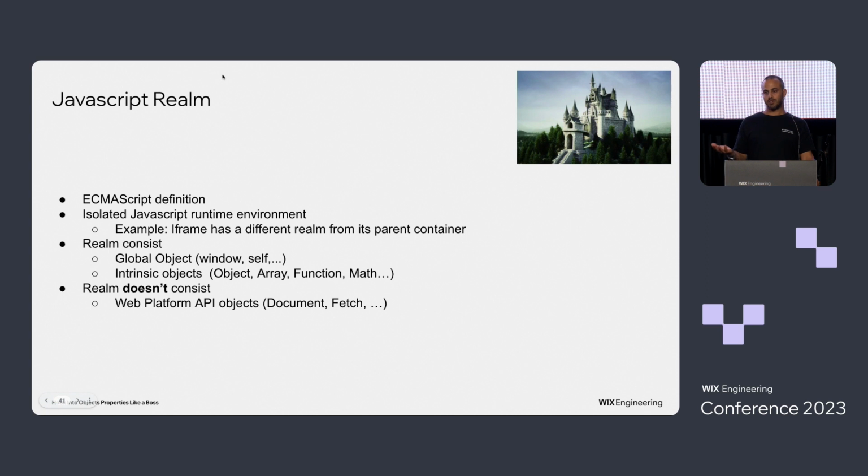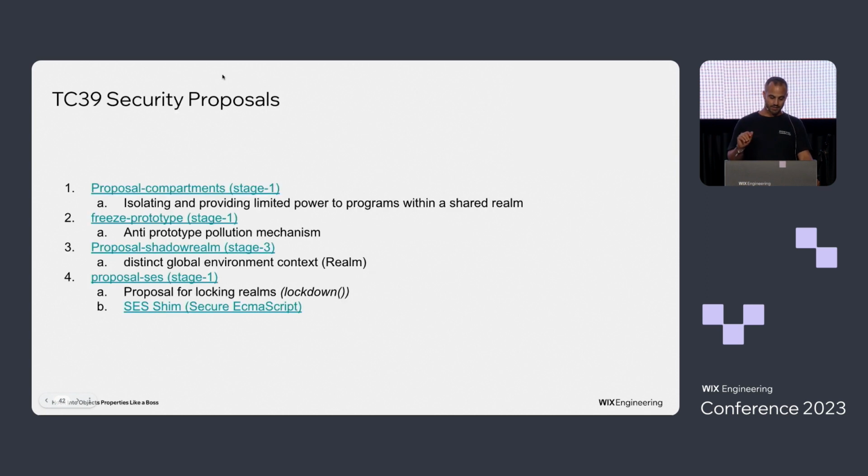And why it's very important to know it is because there are some security proposals from TC39 that are invented to actually block a lot of operations. For example, there is the compartments proposal, which is in stage 1, which actually allows isolating of realms. And there is a proposal to freeze prototype. There is a proposal for shadow realm, which is like a distinct realm for some execution.